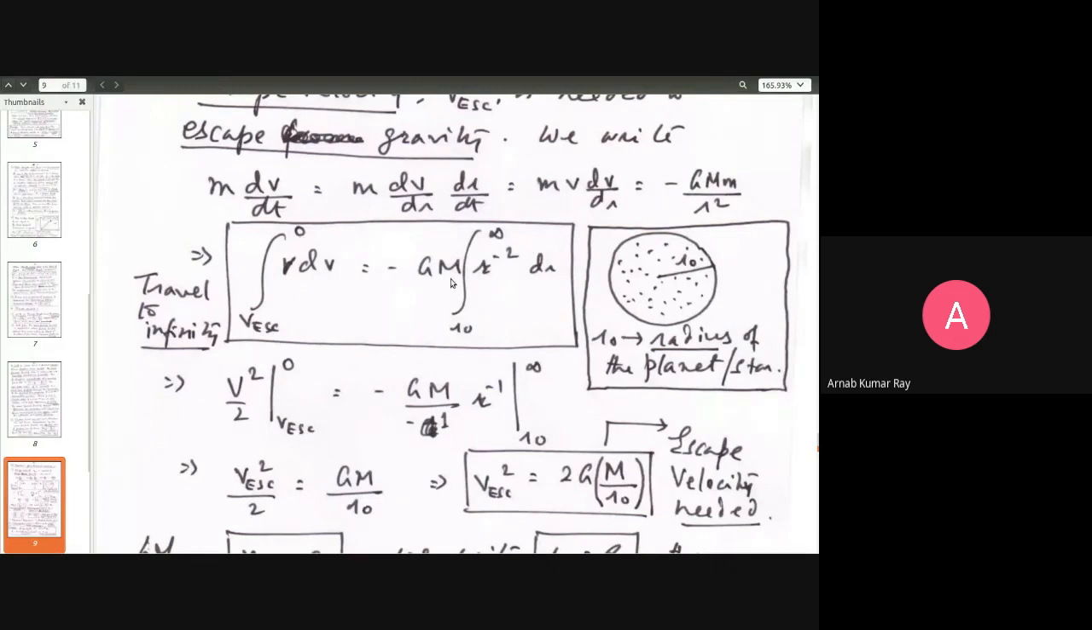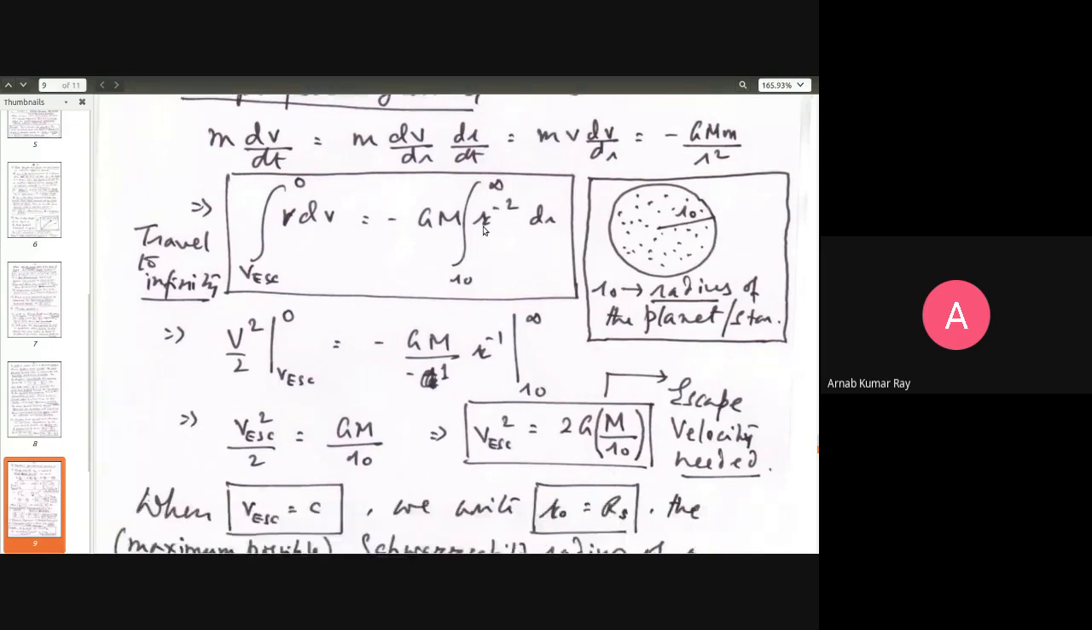But anyway, the particle, having completely escaped Earth's gravity, finally comes to rest. So v escape is the lower limit, zero is the upper limit for velocity, R naught, the Earth's radius, is the lower limit for the radial coordinate, and infinity is the ultimate destination. Integration is not a challenge, I hope, for you.